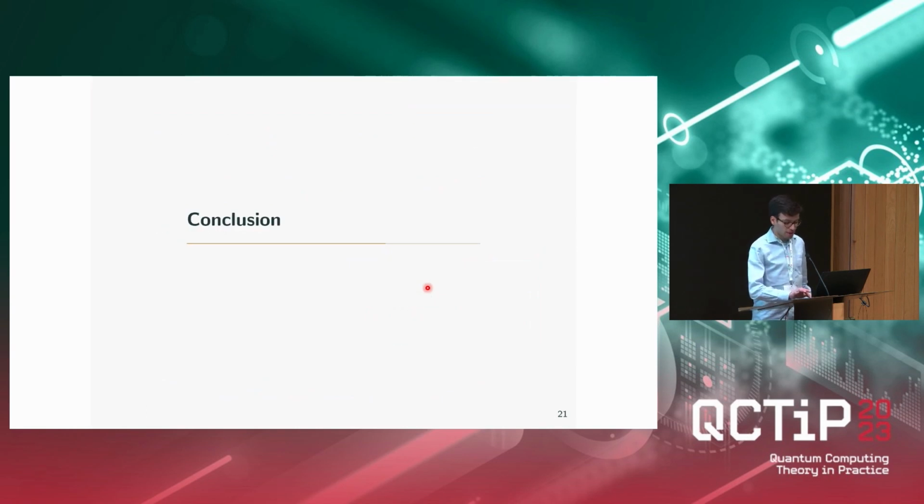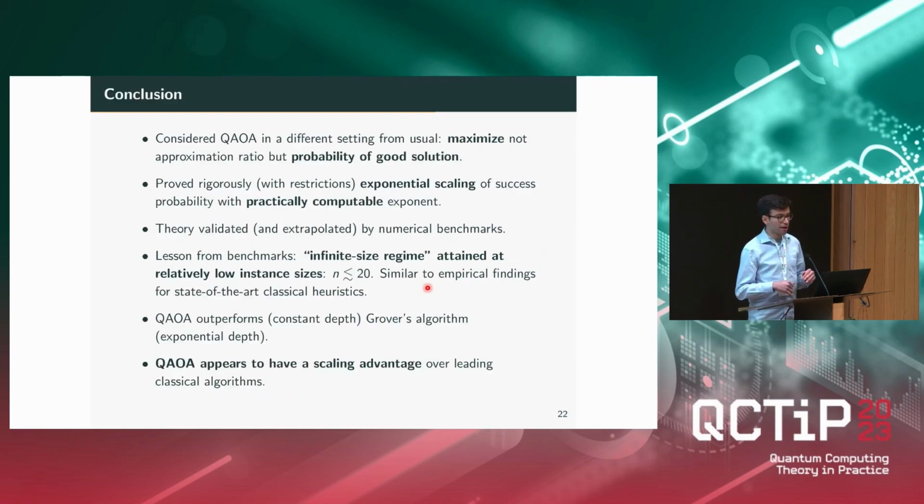In summary, what did we learn from this work? Well, as a reminder of the motivation, we considered QAOA, in this case, in a different setting from the usual. Namely, we wanted to maximize the probability of finding a satisfying assignment rather than maximizing the number of satisfied constraints. In this context, we proved rigorously the existence of an exponential scaling of the success probability, which held at least for a restricted range of variational parameters. And we validated this theoretical finding using numerical benchmarks.